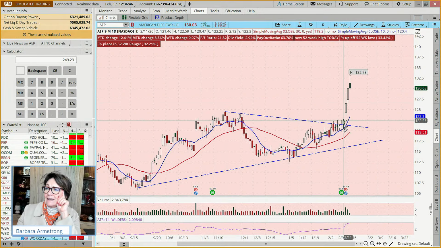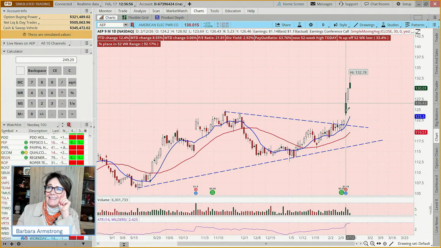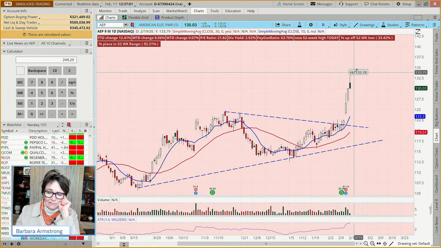And had we traded it, like even put a conditional order in to say, hey, if it goes above this high at 122.59, get us in, you might have caught your breath when you got in the next day at 124. But today it hit 132. Not too shabby.